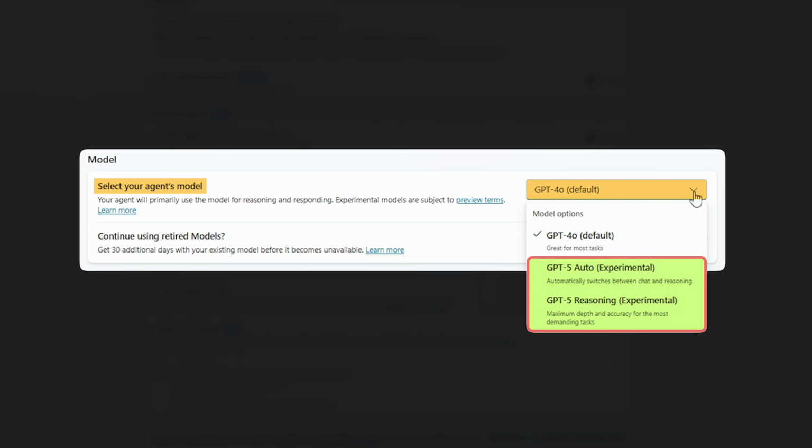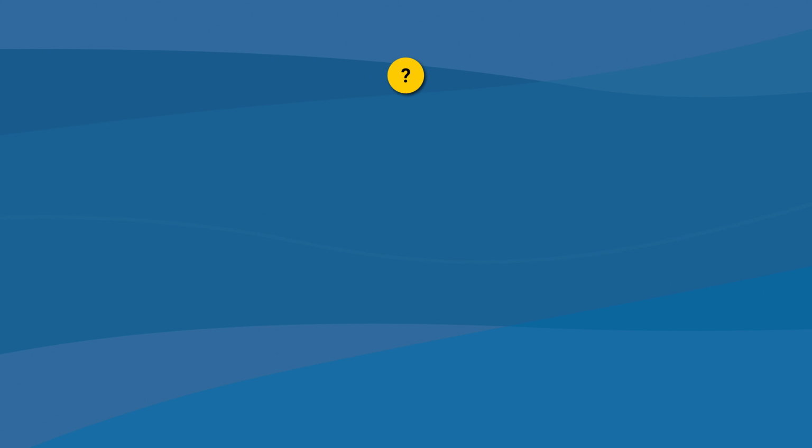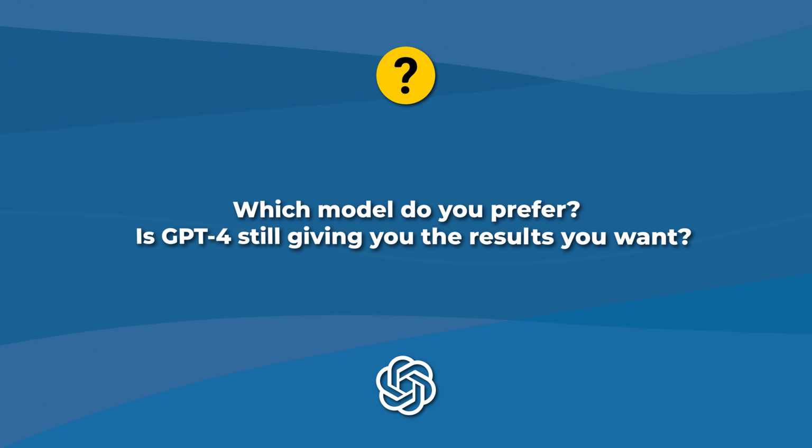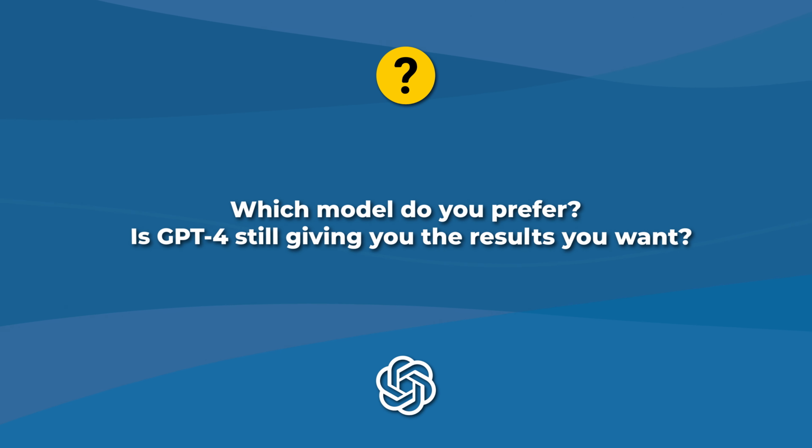I highly encourage you to try switching to a different model in some of your agents. See if you're going to get more accurate results. Let me know in the comments, which model are you preferring? Do you prefer that original GPT-4? Is it getting you the results you want? Have you tried the deep reasoning one? Are you more in line with the auto GPT-5?